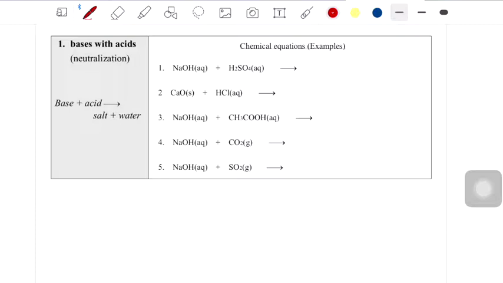In today's lesson, we're going to learn about the reactions involving bases with other substances. The first type of reaction is between bases and acids. This part we've covered in the acid part, so I will just let you complete the first three reactions first. Please pause it, complete your equation, and then check your answer by resuming the video.